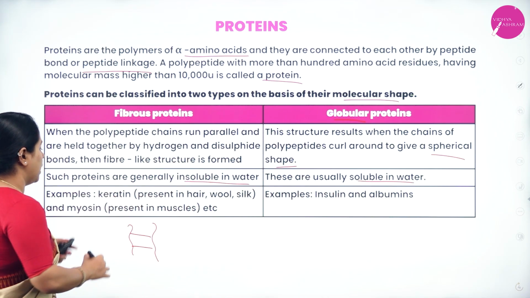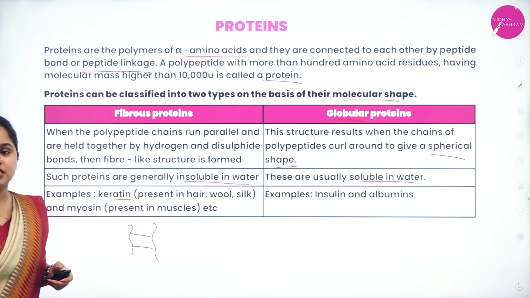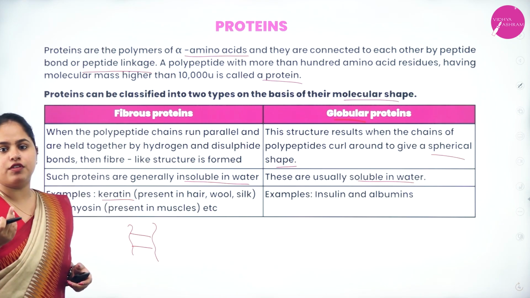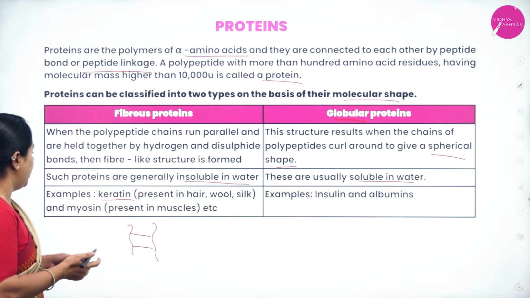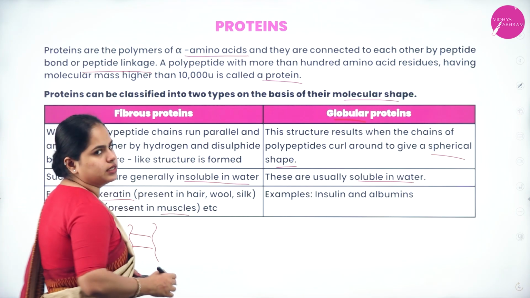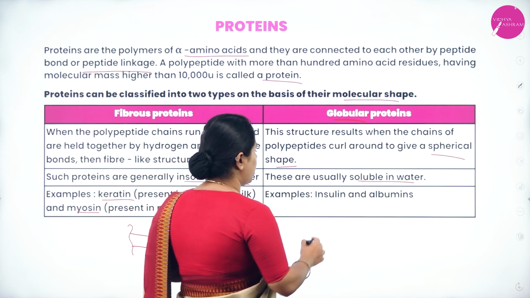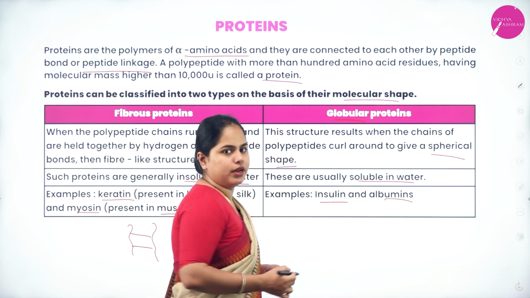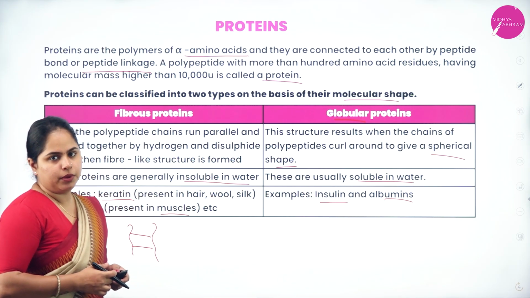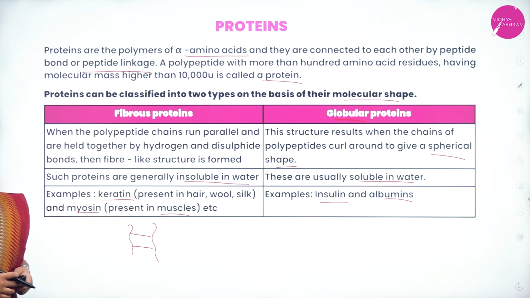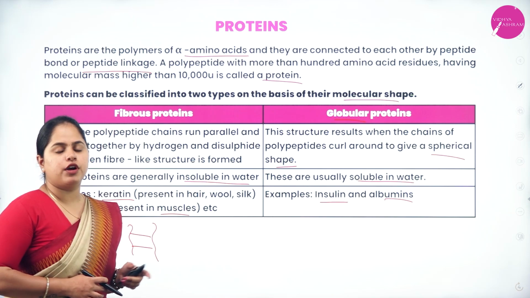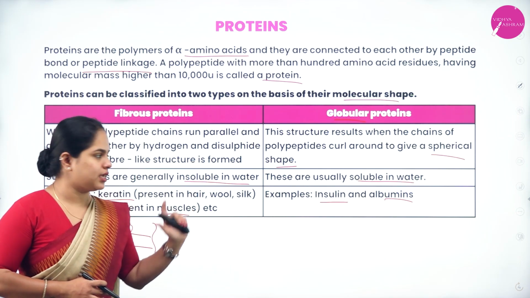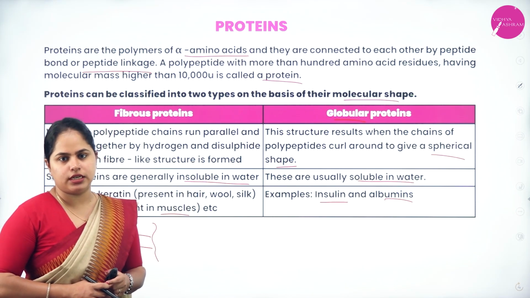Now fibrous examples are keratin, which is present in our hair. You might have heard of keratin treatment, which is done for hair. And myosin, which is present in muscles. Examples of globular proteins are insulin and albumin. Insulin is also familiar to you. This classification is very important from the examination point of view as well. What are fibrous and what are globular proteins, and the differentiation between them, is important.